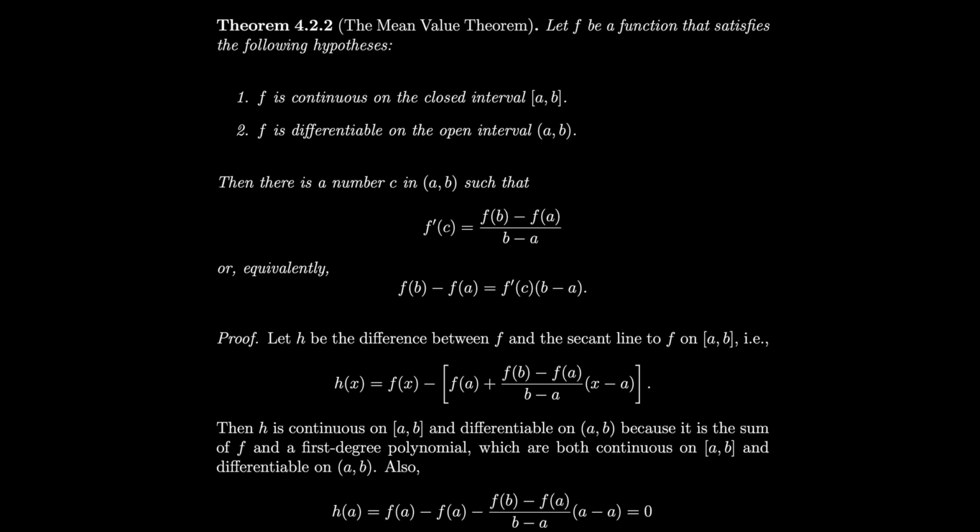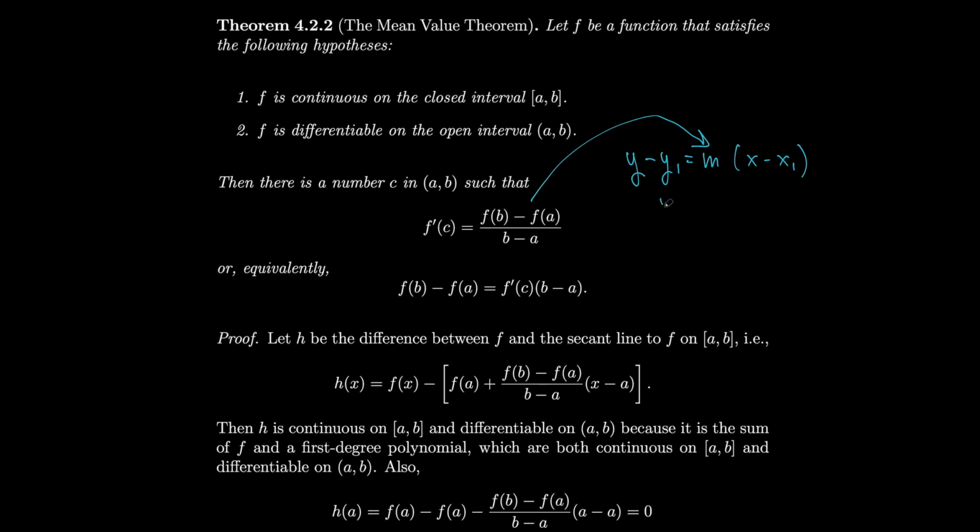What we're going to do is concoct some function h, where h is the difference between f and the secant line to f on the closed interval ab. So here's f, and here's the secant line to f. Notice that to build the equation of a line, we can use point slope form. So y minus y1 equals m times x minus x1. However, m is this guy. That's the slope of the secant line. So that's where this comes in.